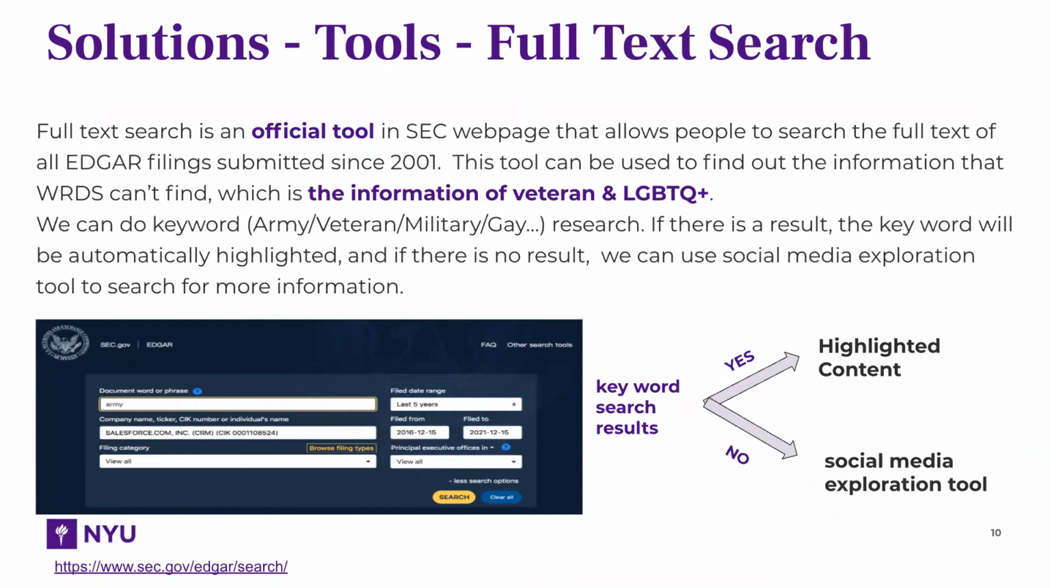So full text search is an official tool on the SEC web page that allows people to search the full text of all electronic filings. This tool can be used to find the information that WRDS cannot find, which is the information on veterans and LGBTQ. We can do keyword research. For example, we can enter army or veteran, something like that. And if there is a result, the keyword will be automatically highlighted. And if there's no result, we can use the social media exploration tool to search for more information. So next, please.